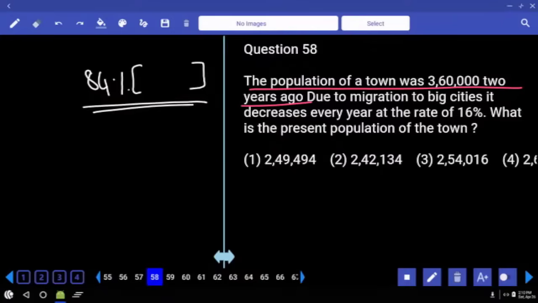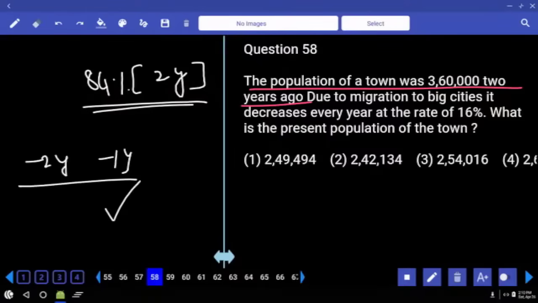Population a year back. That means the 2 years back population is in the bracket, and it decreased by 16%. From 2 years back, this is the value we get for 1 year back. Again, to go from there to the present, you have to decrease by 16%. Again it becomes 84%.